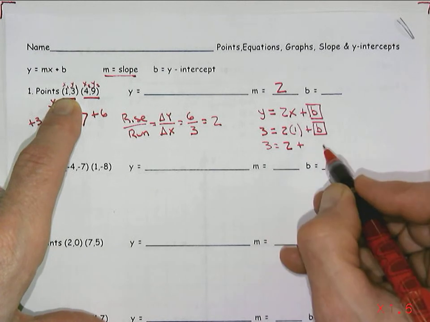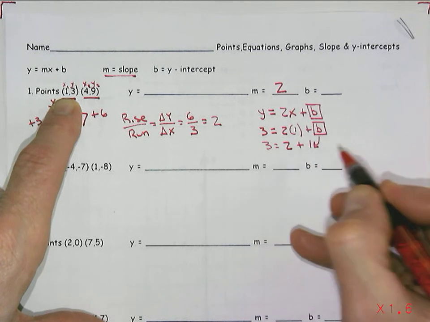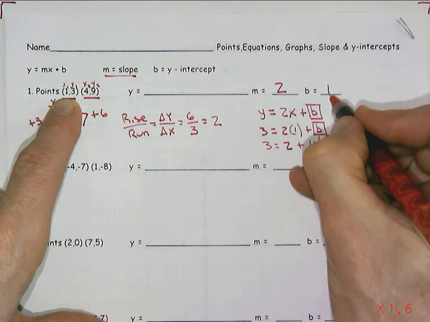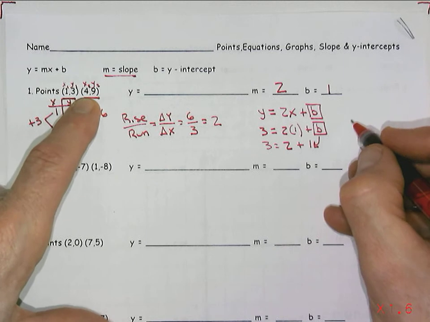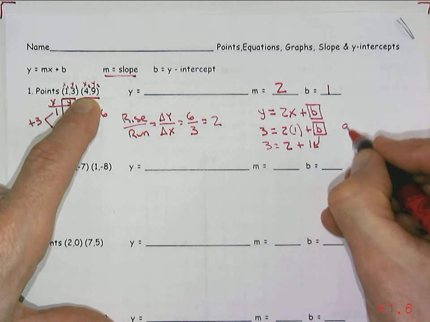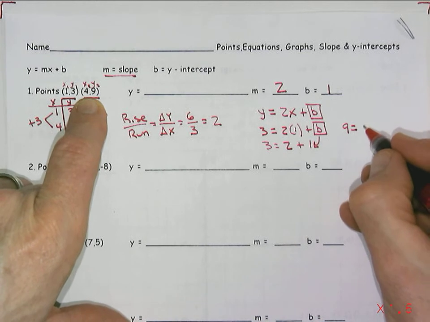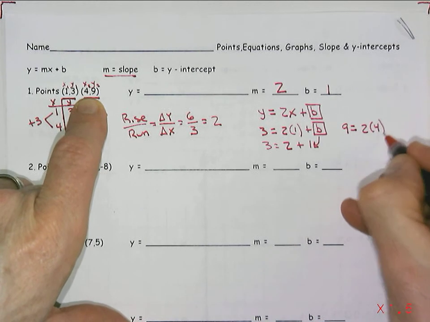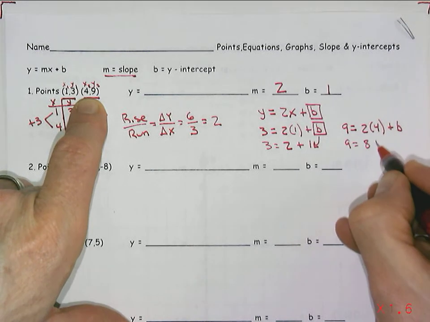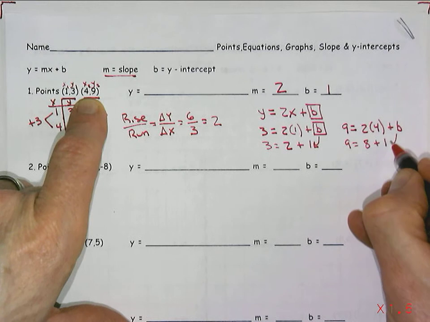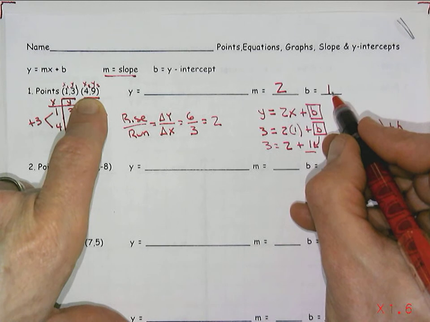So really we're just solving this. This b would have to be a 1 for this to be true, which means my y-intercept has to be 1. So that's where that would go. And we can always check it with the other point because we know that when y is 9, x is 4, so 2 times 4 plus b, so 9 equals 8 plus, that means the b has to be a 1, and it works both times, which means that has to be true.